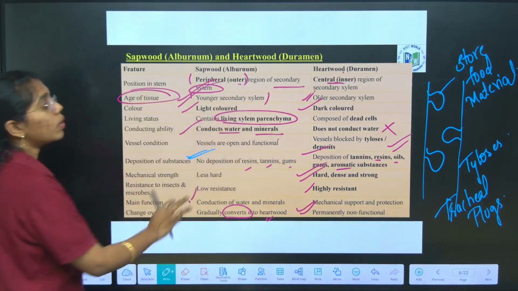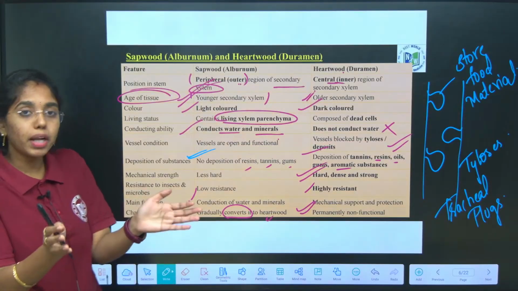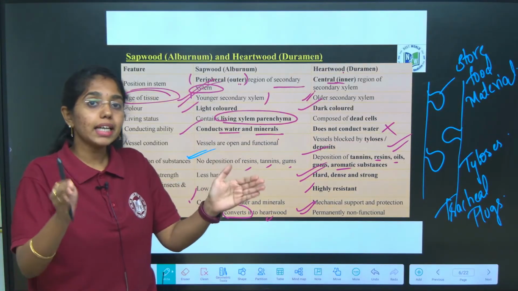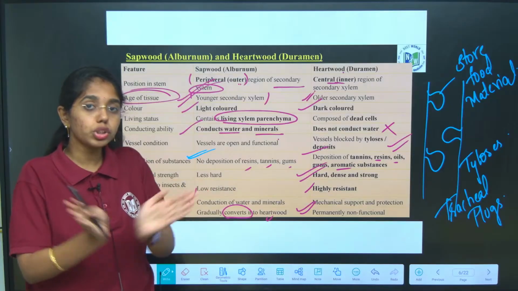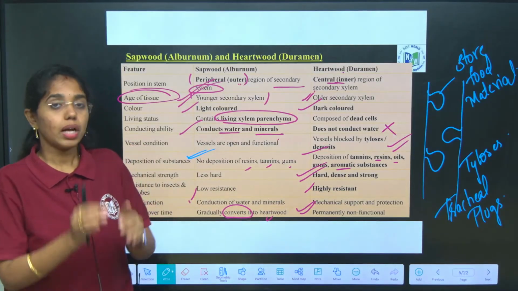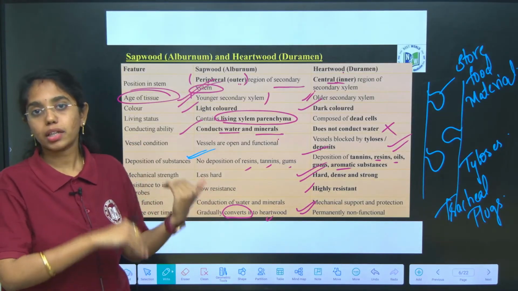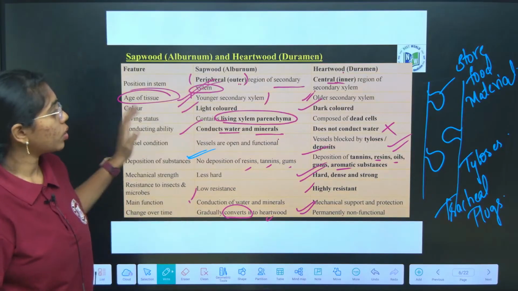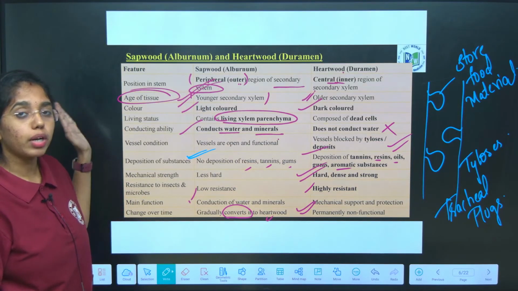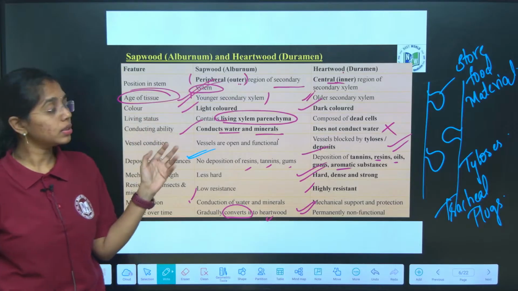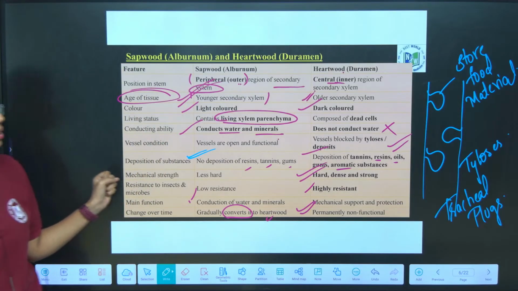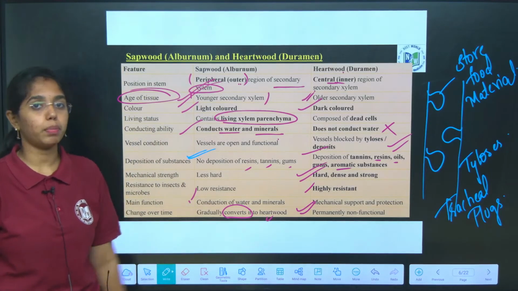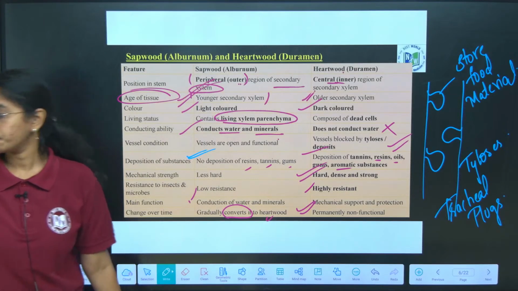Heartwood will never convert to sapwood because sapwood is at the peripheral region. So long as the secondary growth increases, the central portion is converted to heartwood. Heartwood will never be converted back to sapwood. Okay. So, are you clear with the information about sapwood and heartwood? You can just take a screenshot of this and analyze the differences properly. Very simple and very easy.